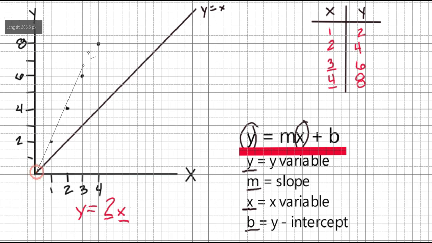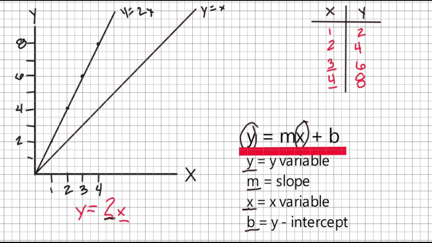So let's go ahead and connect the dots here. And here is our new line. And if we look at this, let's look at the difference here. All right. So our new line here, our y equals 2x line, is steeper. Okay, we call it steeper than our y equals x. So why is that? Well, it's because our slope is 2.